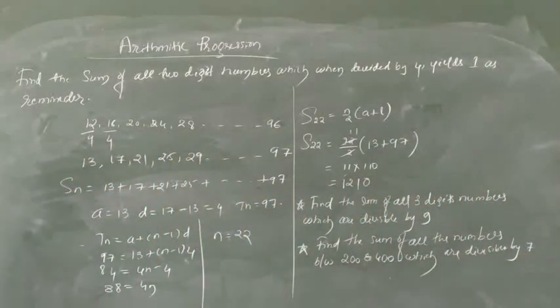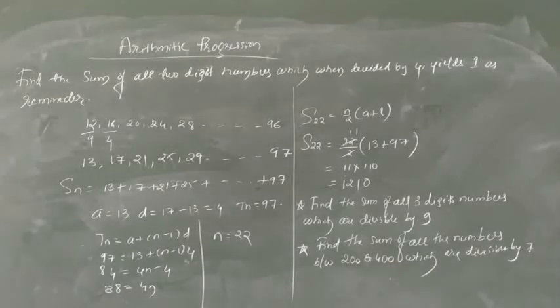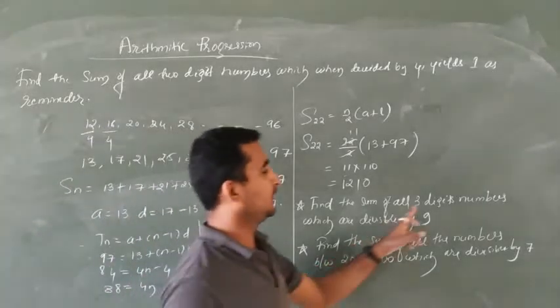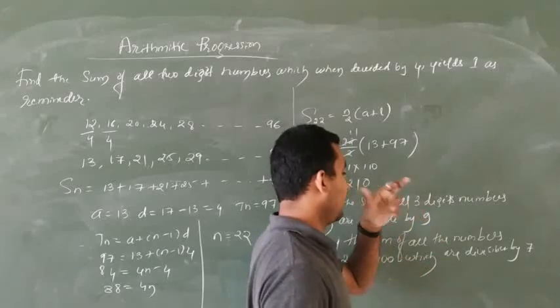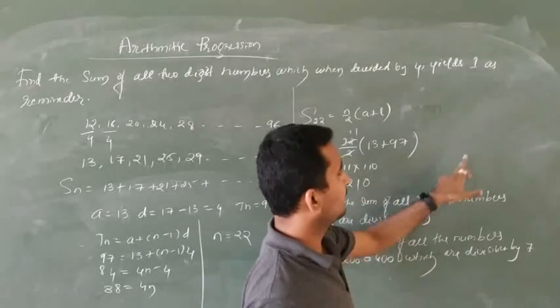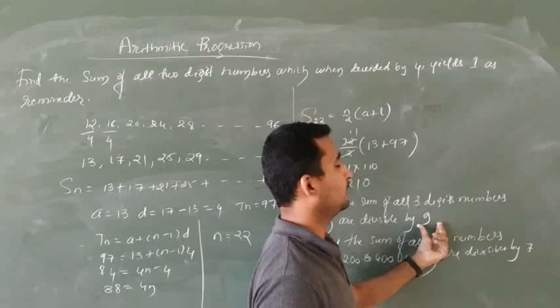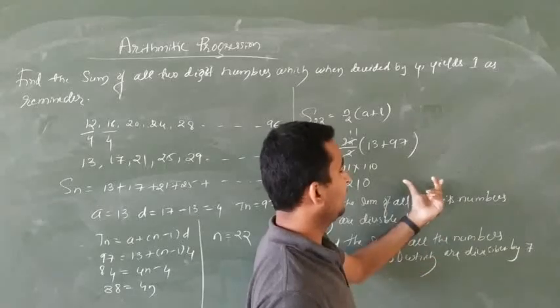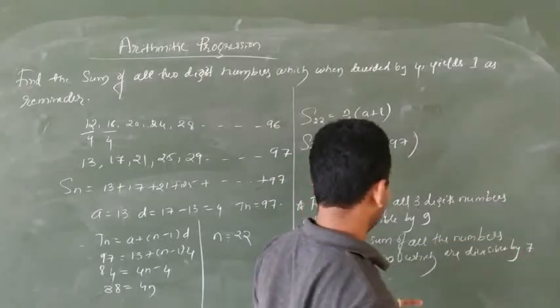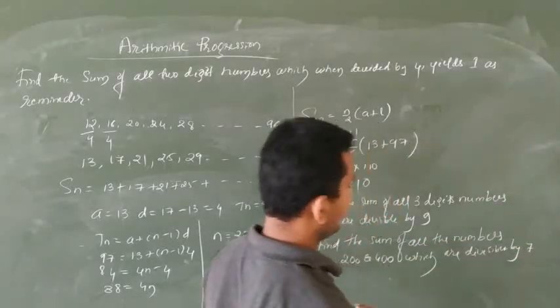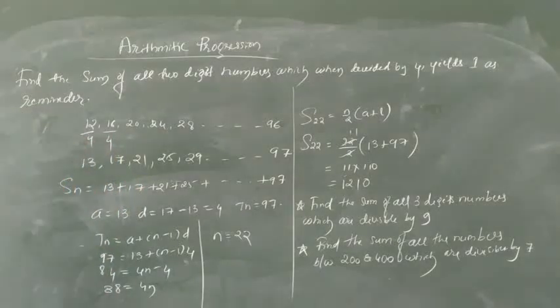Okay, so this many examples are enough for today's class, and the remaining portion will be continued in the next class. So here what they have given: find the sum of all the 3-digit numbers. The 3-digit numbers start from 100. We have to check 101, 102, 103, 104, 105 like that. Those should be divisible by 9. When I get the first term, keep on adding 9. Then you get the numbers which are divisible by 9.